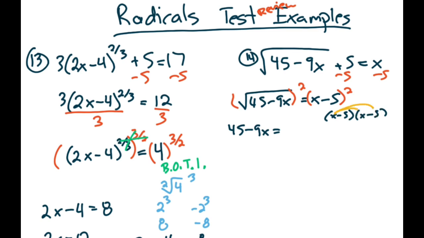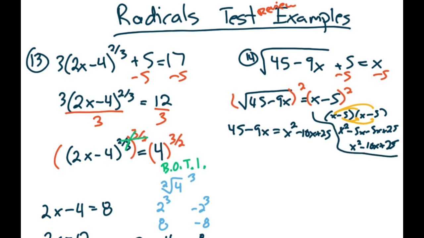So we distribute the x to each to get x squared minus 5x. And then distribute the negative 5 to each. So we get negative 5x plus 25. So this will go to x squared minus 10x plus 25. Now we want to make it equal 0, so I'm going to subtract 45 from each side and add 9x.